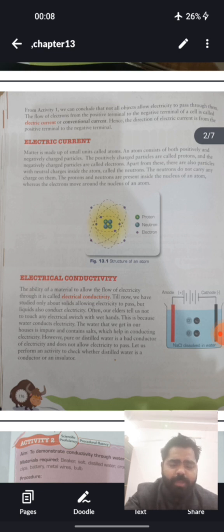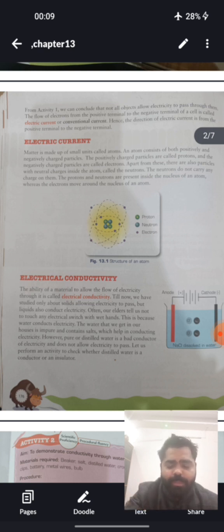Now again, we have this topic, electric current, and they have given a basic idea about the structure of an atom, and we have seen this in the previous chapters of this class also. An atom can be divided into two parts. First is the central one, called the nucleus, and it contains two subatomic particles: neutrons and protons. Neutrons do not have any charge on them, and protons have positive charge.